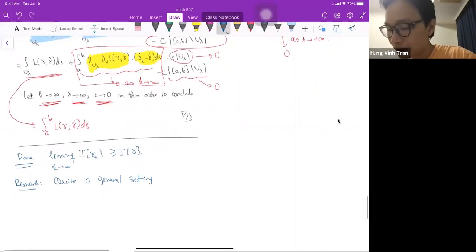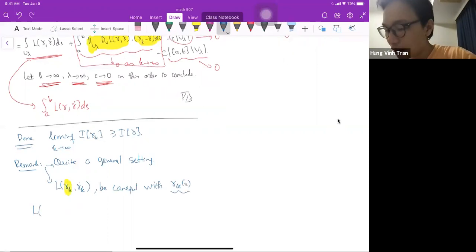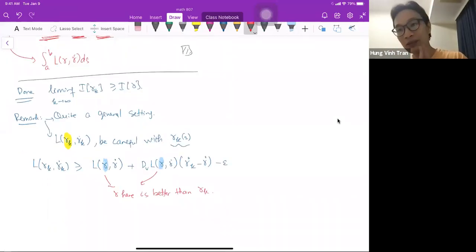And the second thing that is interesting is that to handle L of gamma k dot, we need to be careful with the gamma ks, and we use the convexity in a smart way, something like this: gamma dot plus dvL of gamma dot, gamma k dot minus gamma dot, minus epsilon. So we are switching it to gamma here instead of gamma k. So gamma here is better than gamma k.